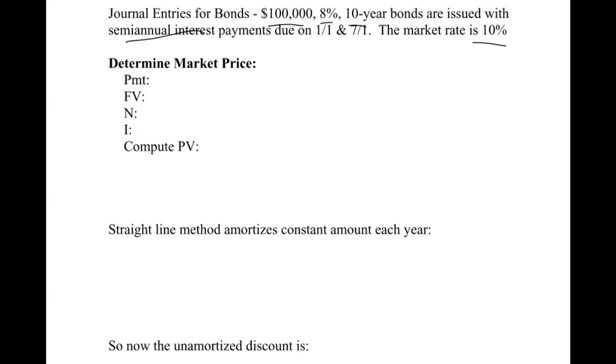Real quick, if you watched the last video, you already know this: the first thing we always do in a problem is calculate the interest payment. Remember, investors will pay, meaning we can issue our bonds at, the present value of the expected future cash flows. There are two cash flows: the face value, which is the 100,000, and then the interest.